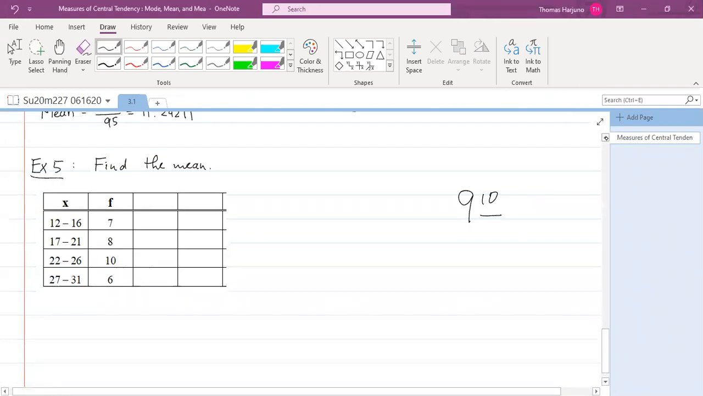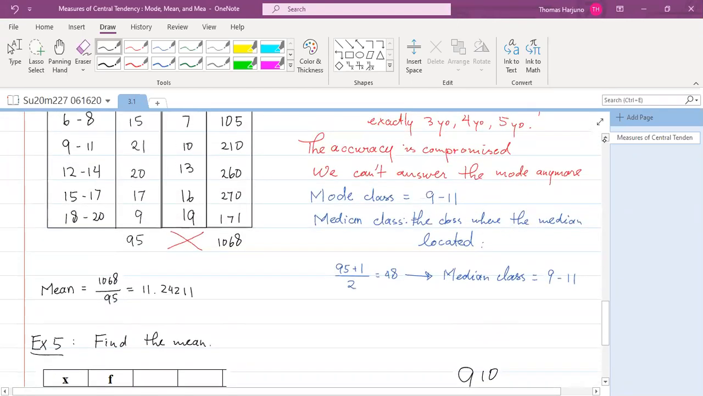Okay, let's start again. Somebody gave me a correction earlier. There should be a 2 here: 272, thank you. 272. So this should be 1070. This should be 1070. And this will be 11 something. It's 11.26316.